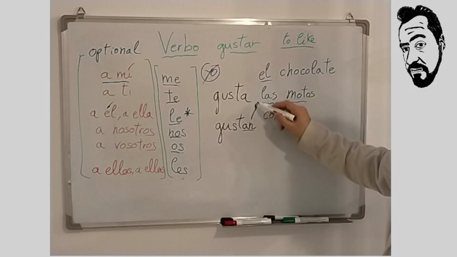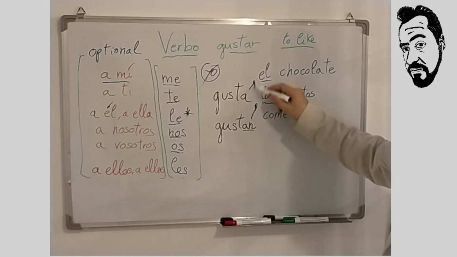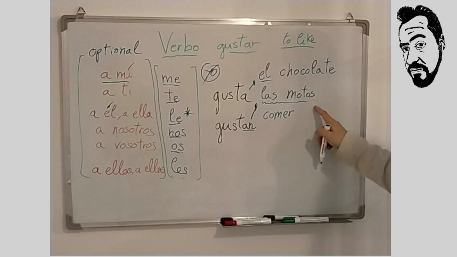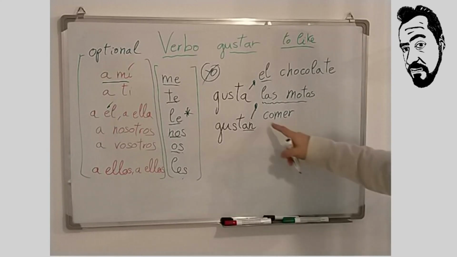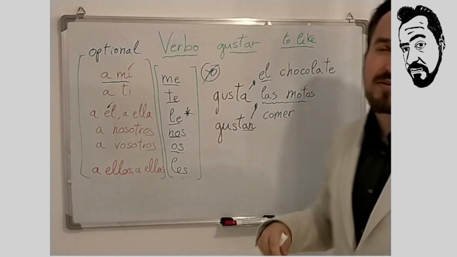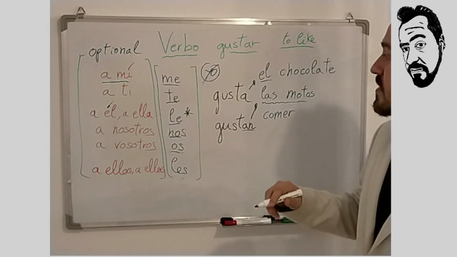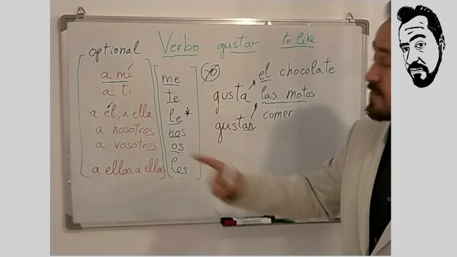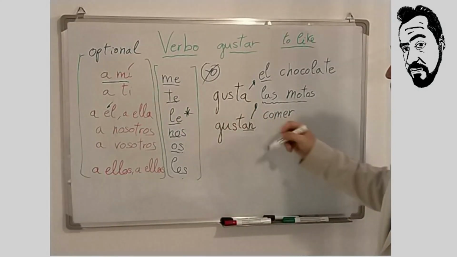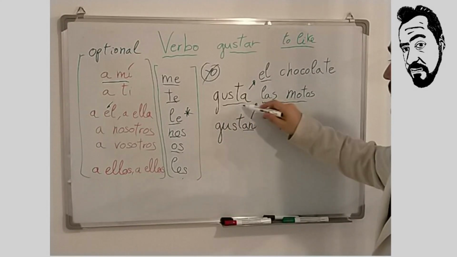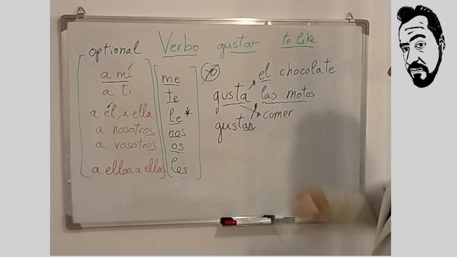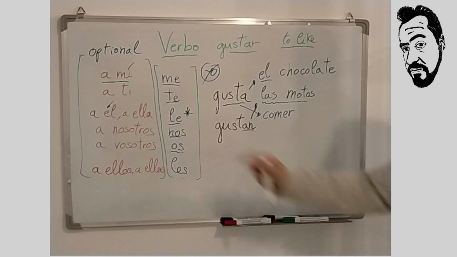So you see? It depends on whatever you have behind. If it's one thing or more than one thing. Let's try with the verb. So, comer. What does comer mean? It means to eat. Yum yum. Right? So, I like eating. Me gusta comer. We're going to use the singular. Okay? Me gusta comer.